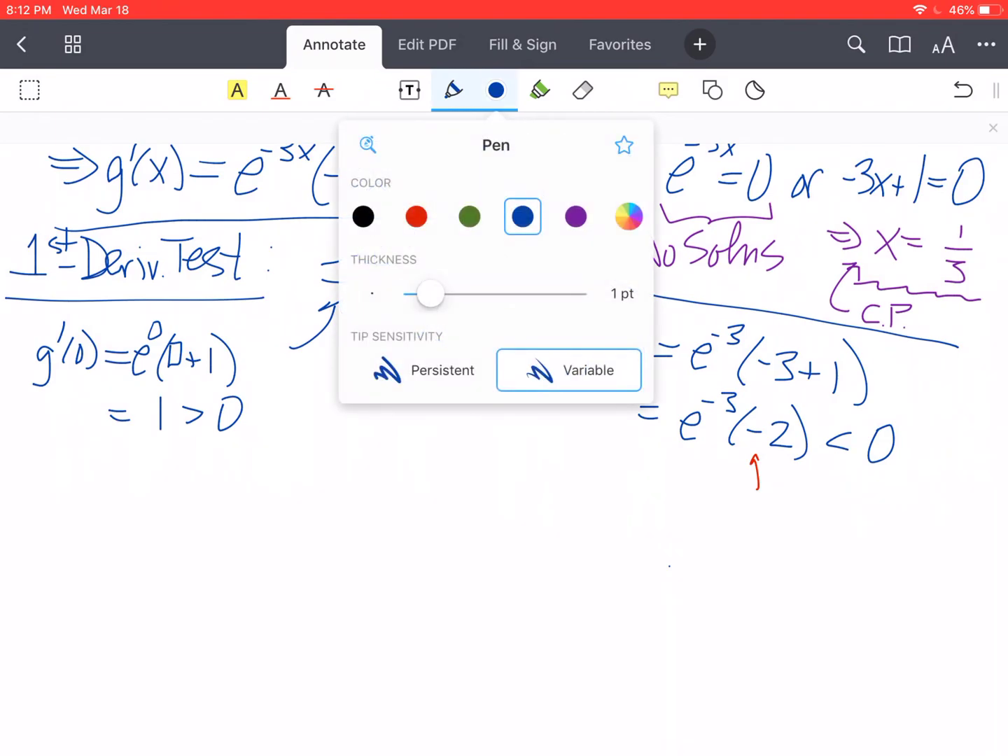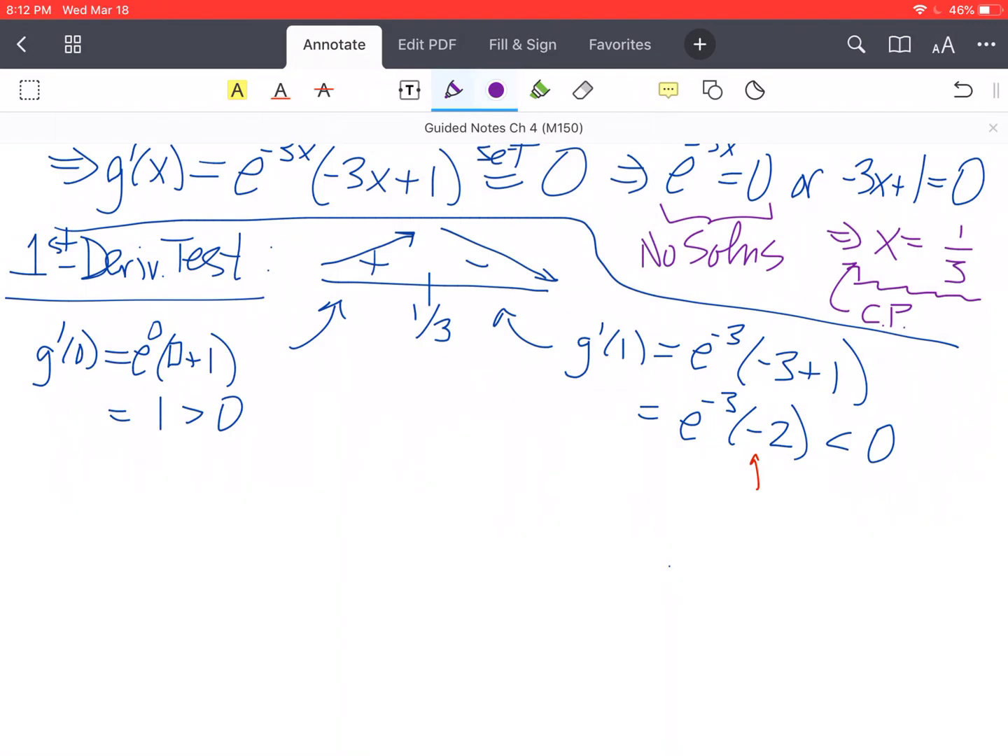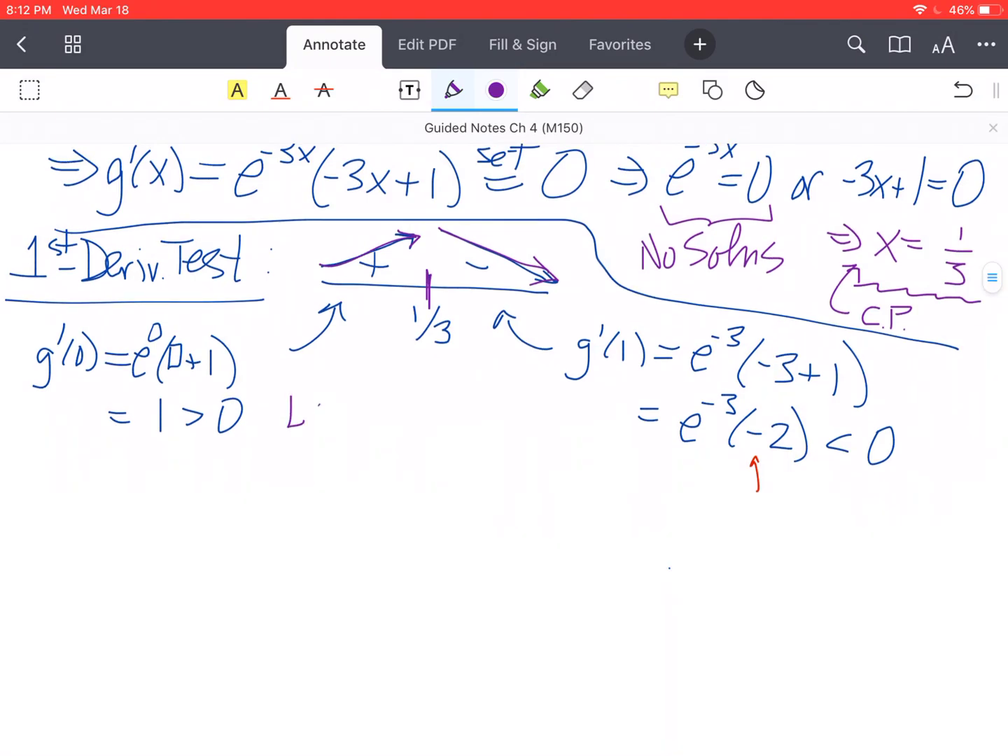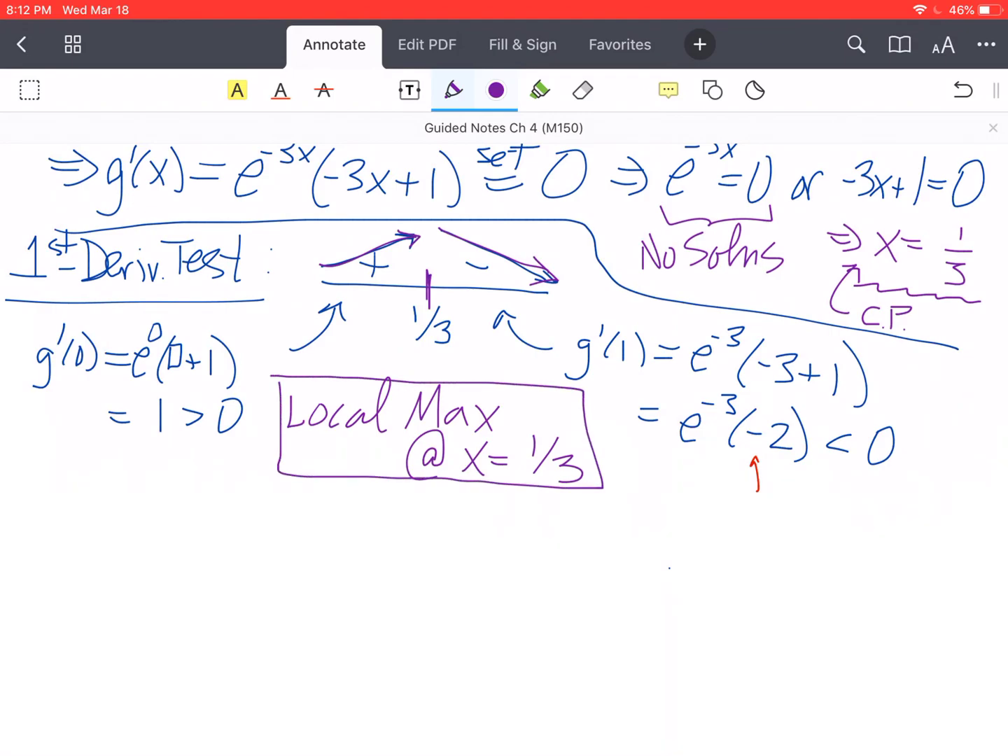So what that tells us is that this point at 1/3, since we're going from increasing to decreasing, this must be a local max. Okay. And that would be our first derivative test.